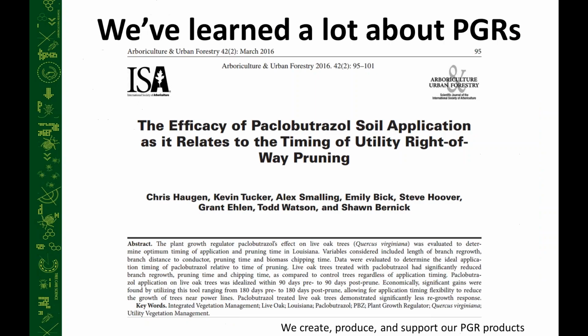As I mentioned before, we are not just a one and done with our products and our research. We continue to publish peer-reviewed research on our tree growth regulators and shrub growth regulator products. This is a paper that just came out 2 years ago, almost to the day. This was published in the Journal of Arboriculture and Urban Forestry in 2016. And this is some more information about the timing and use of our plant growth regulators.